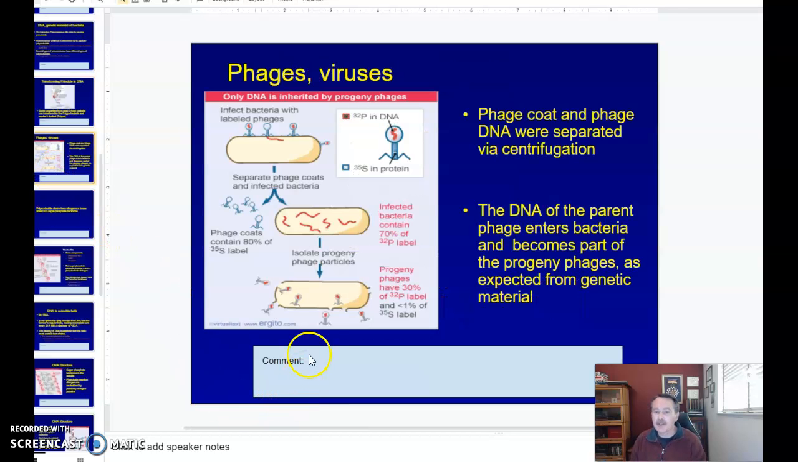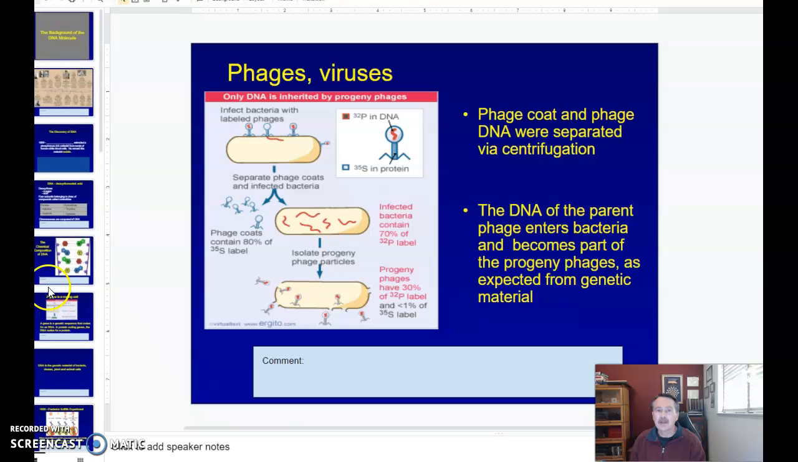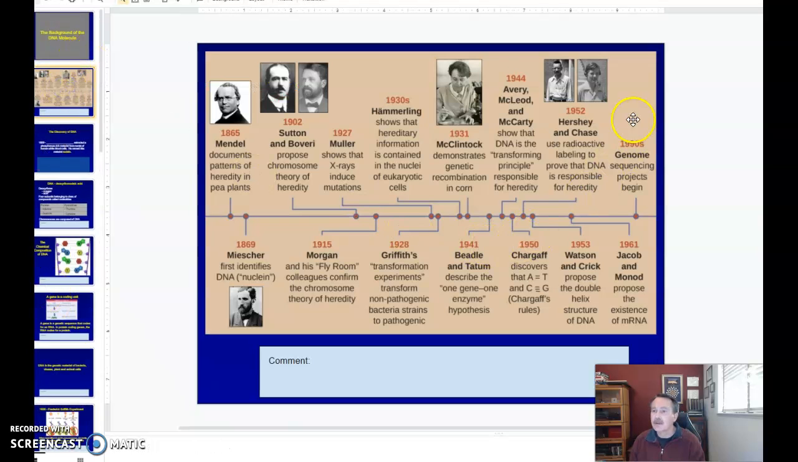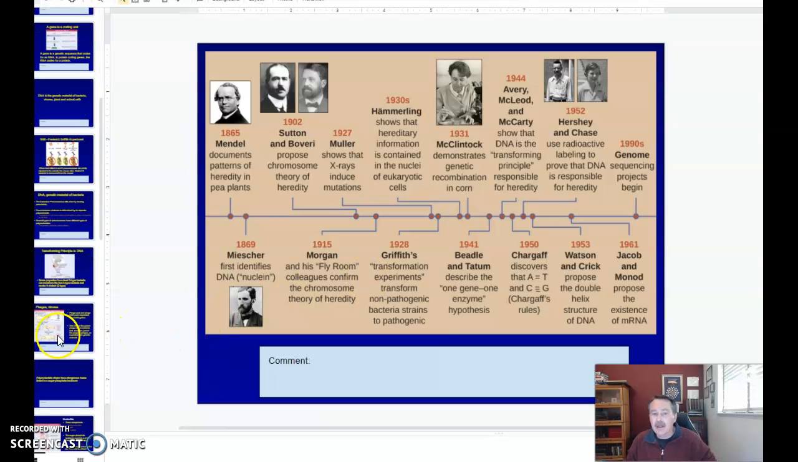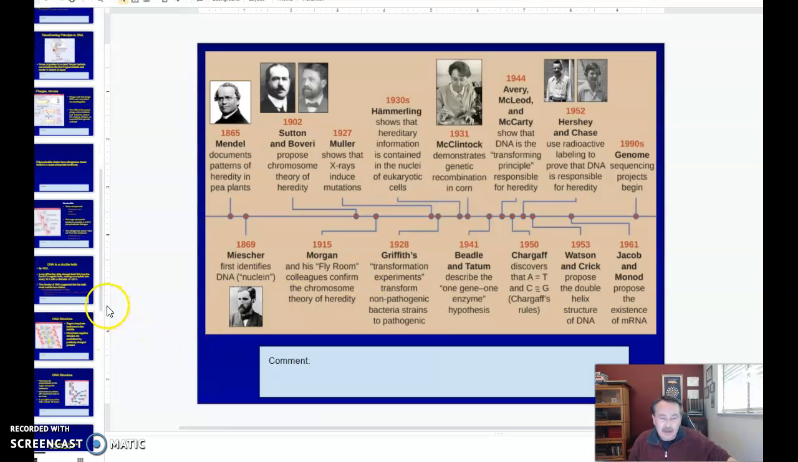All right. And the next slide is all about the Hershey-Chase. Okay, so if I go back up here to the timeline, you can see the Hershey-Chase experiment in 1952 uses radioactive labeling to prove that DNA is responsible for heredity. And how did they do this? And again, this is kind of mind-blowing to think about even now. I mean, this was back in 51, 52 that they decided to do this experiment.